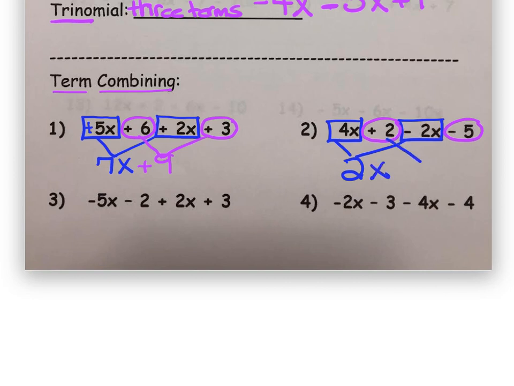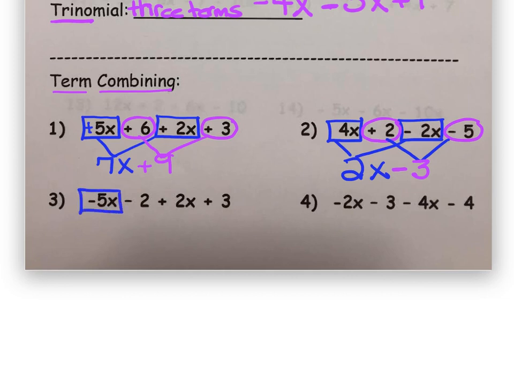And then a gain of 2, but a loss of 5. For our constant term, well, that's a loss of 3, or minus 3. 2x minus 3. It's a binomial, and that's all we can do when it comes to simplifying this expression. Let's go on to the next two together, and then you'll work on the next page on your own.